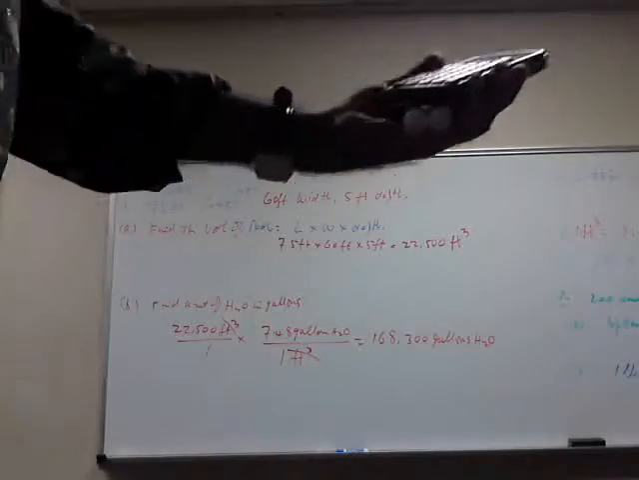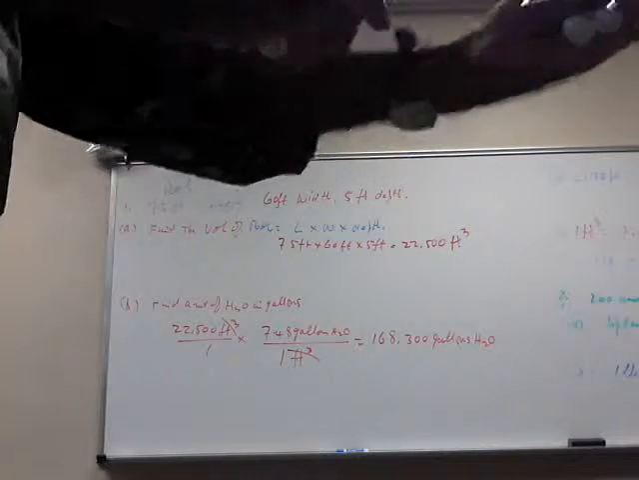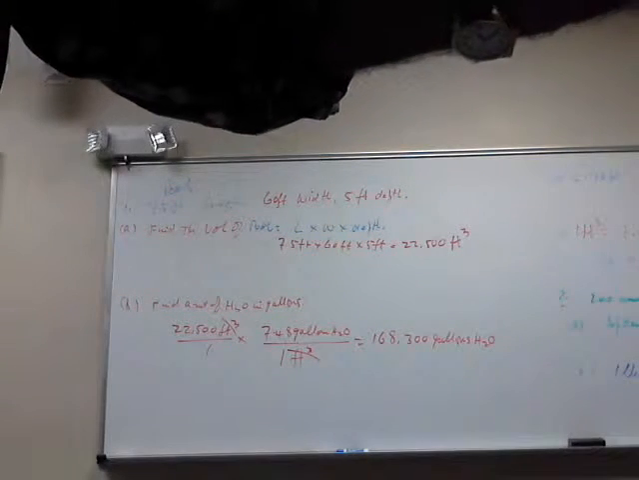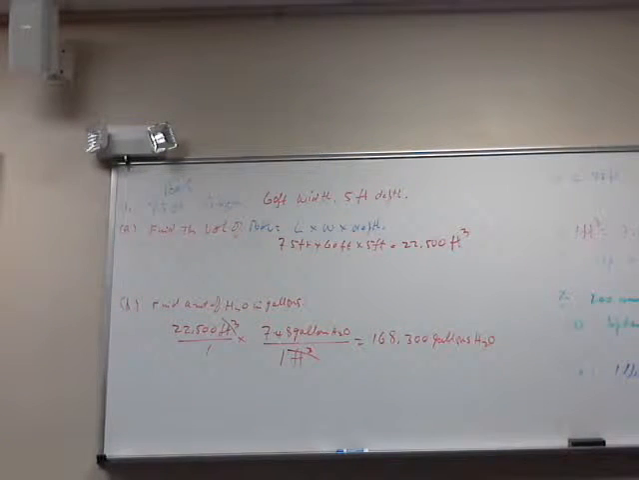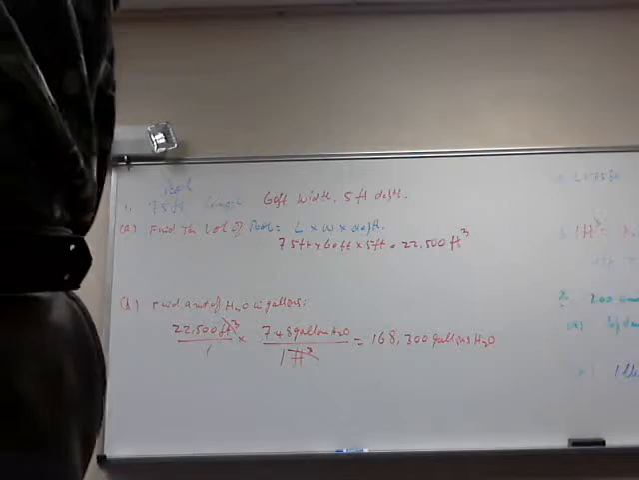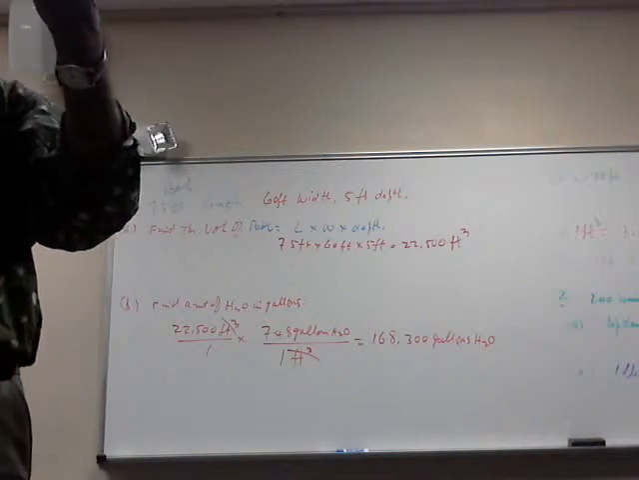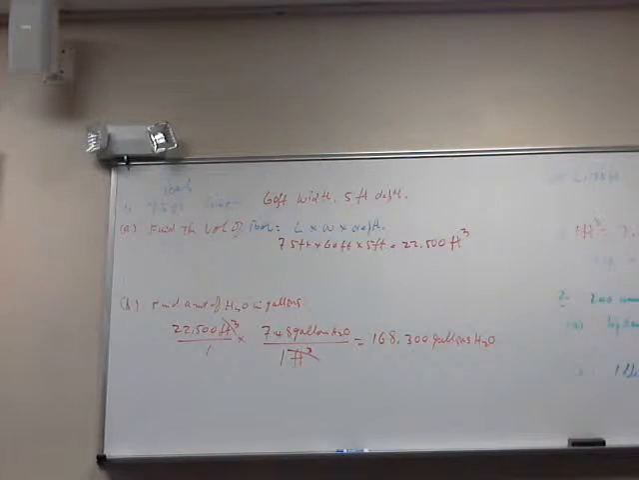We use 22,500, and then we multiply it by 7.48, and you get 168,300. So everybody agree with this? That the value is 168,300. All right? That is what we have here, gallons of water.